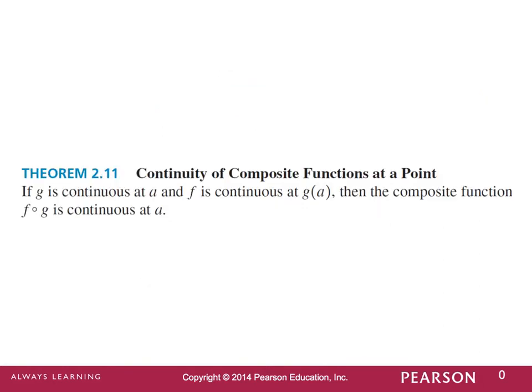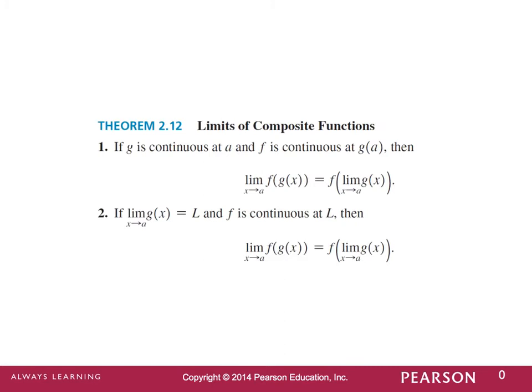If we have composite functions, meaning functions within functions, and if g is continuous at a and f is continuous at g of a, then the composite function f of g of a is also continuous. From that, we can conclude that if we have that same situation, the limit of f of g of x as x approaches a is simply f of the limit of g of x as x approaches a.